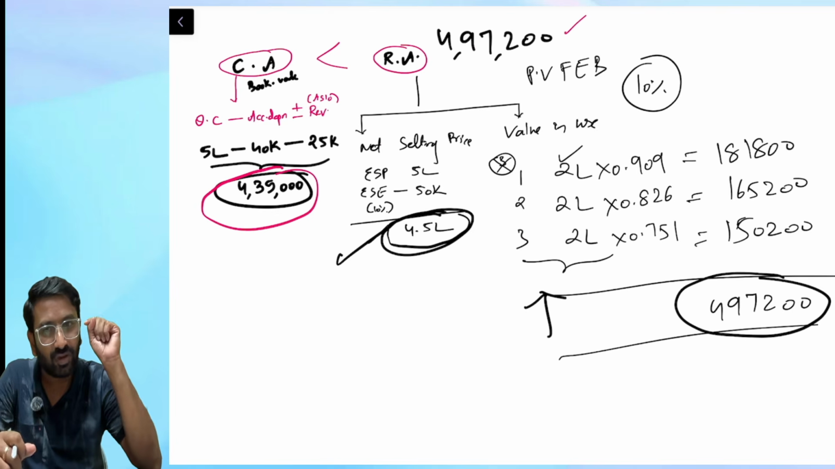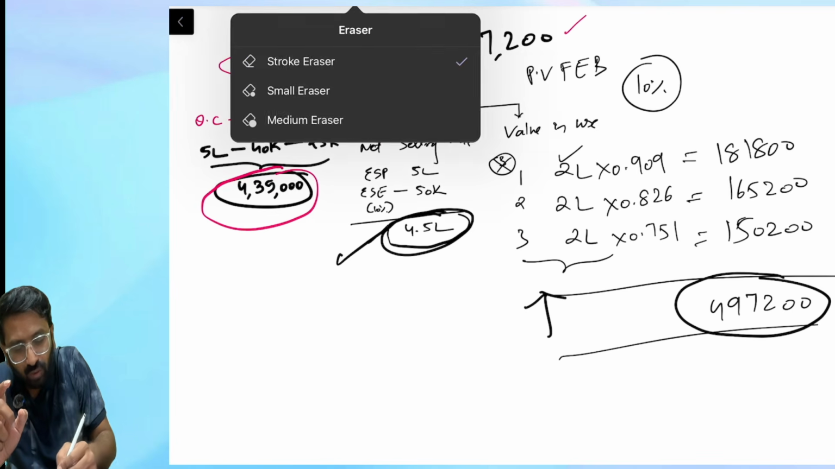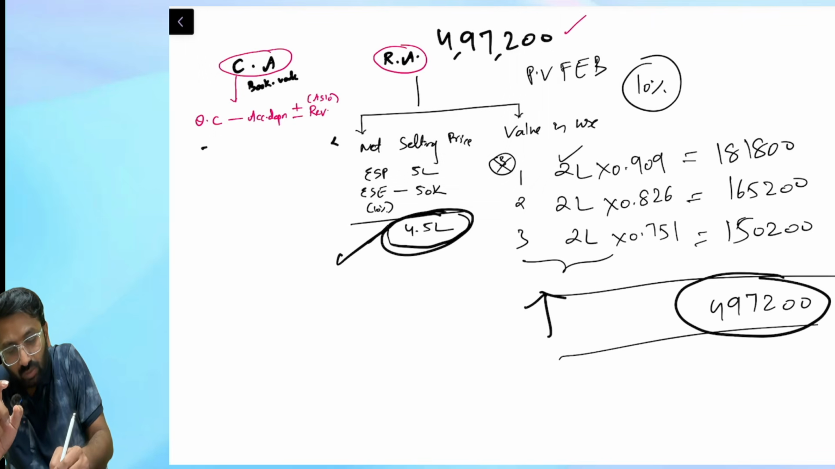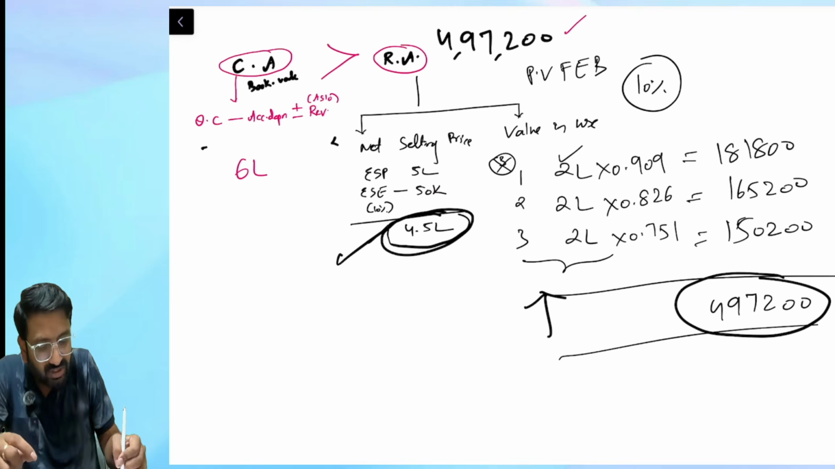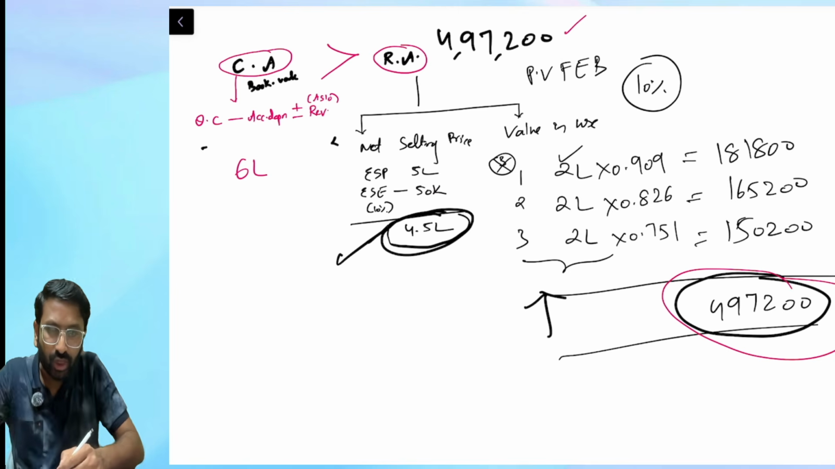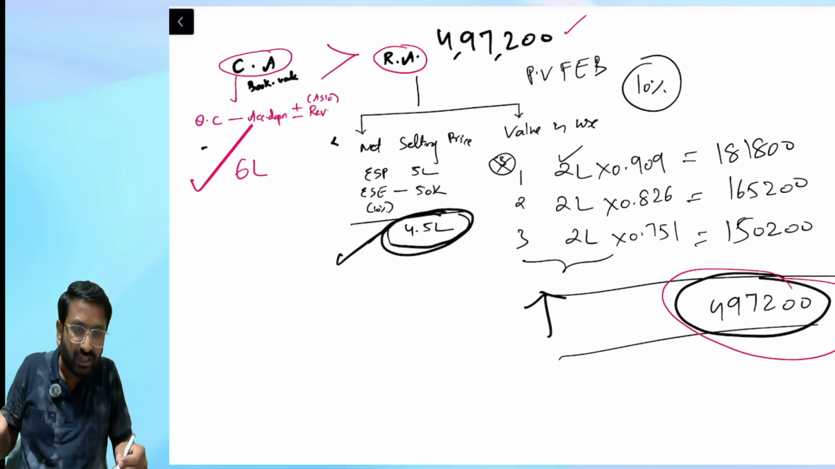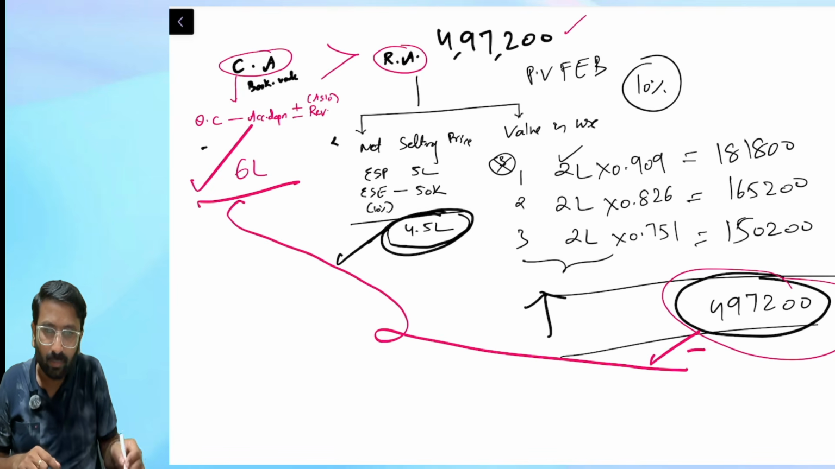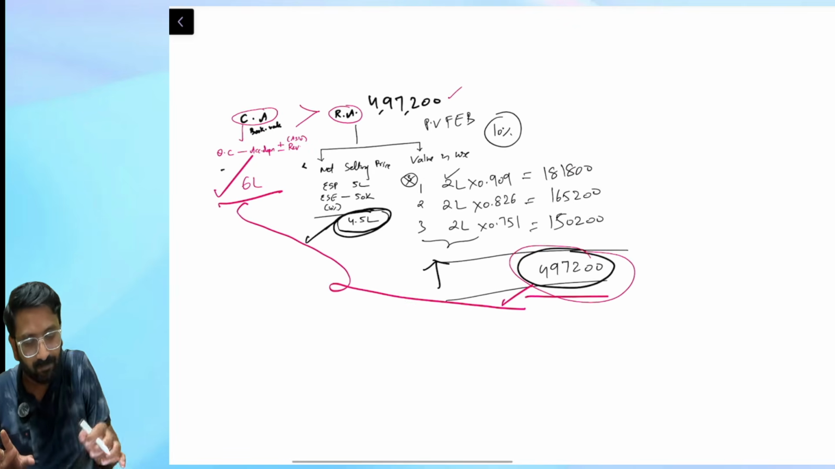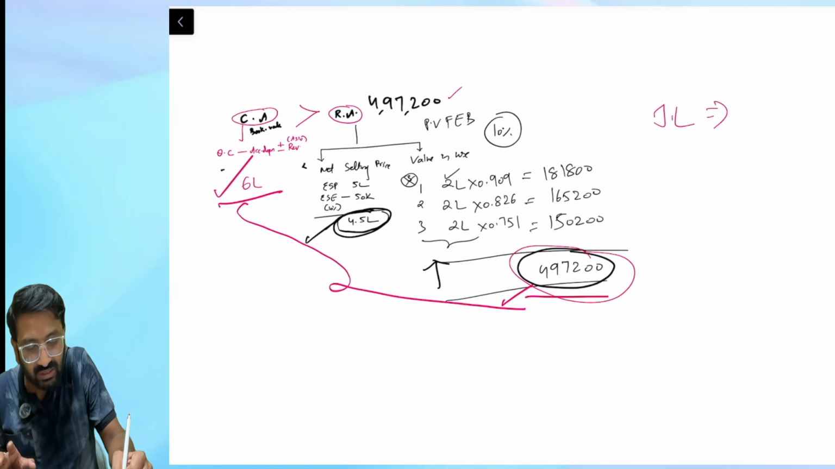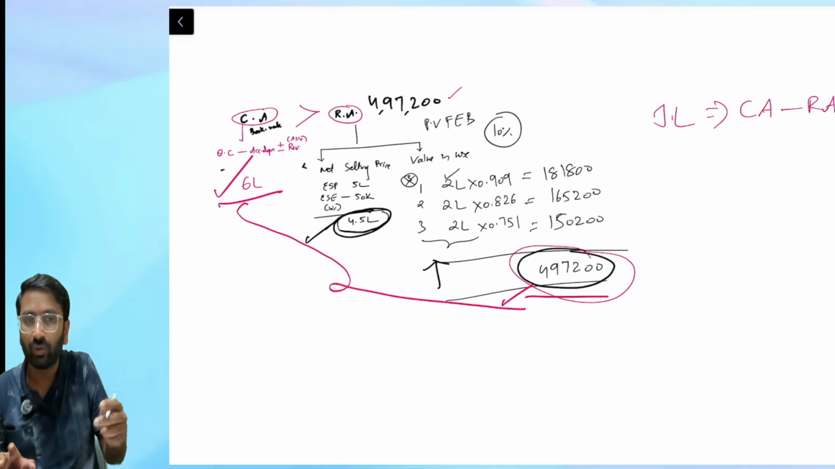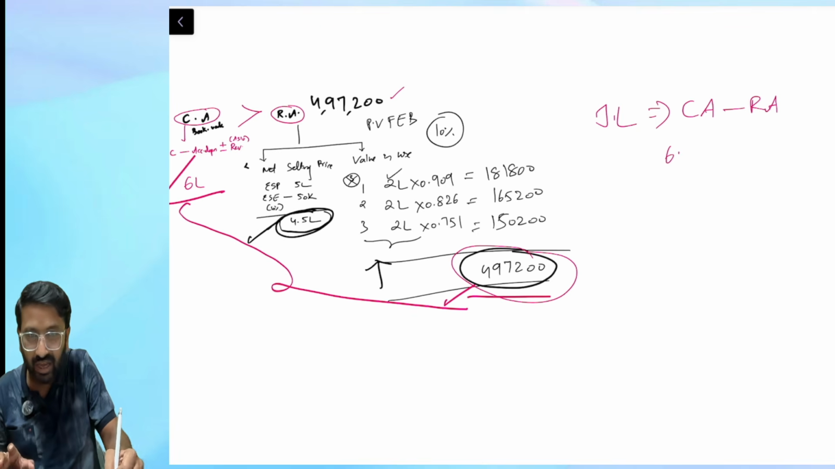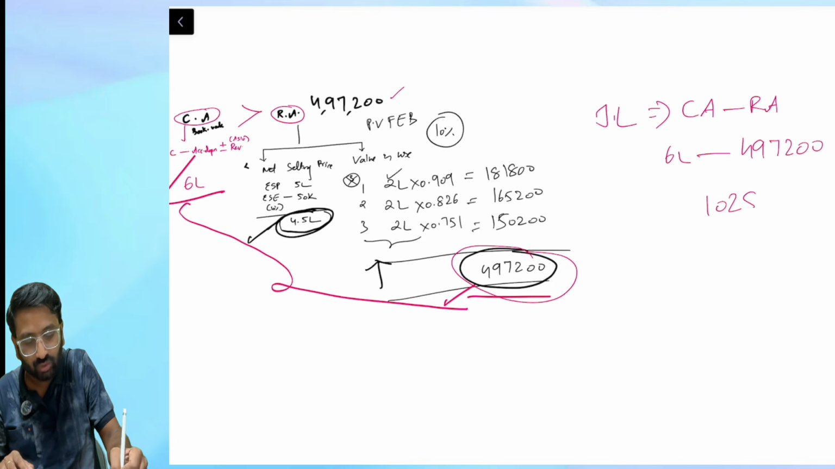When will we say there's an impairment loss? Let's say instead of 4,35,000, your carrying amount is 6 lakh. The carrying amount is 6 lakhs, whereas the recoverable amount is 4,97,200. So you are showing 6 lakh in the balance sheet, but the real worth is only 4,97,200. The difference between the carrying amount and the recoverable amount is called impairment loss. So impairment loss is nothing but carrying amount minus recoverable amount: 6 lakh minus 4,97,200. So you get 1,02,800 impairment loss.